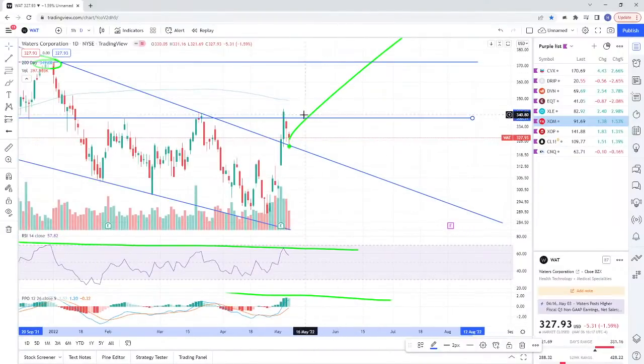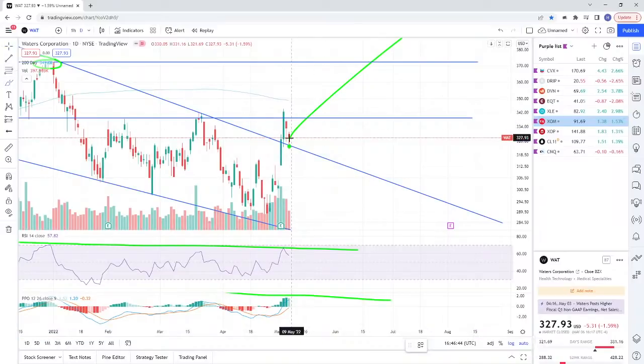There's your two levels to watch, but number one, 338.88. You take that out, you should head up to 372.50. You got the 200, so it might bounce around, like break, hit, like that. All right, I like it, bullish. Moving on.